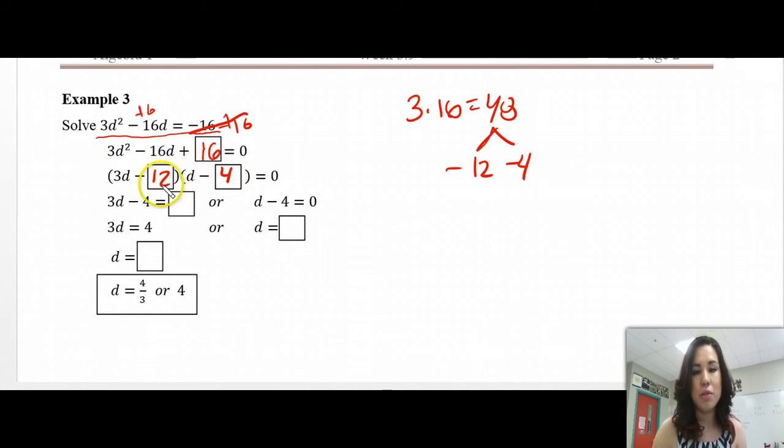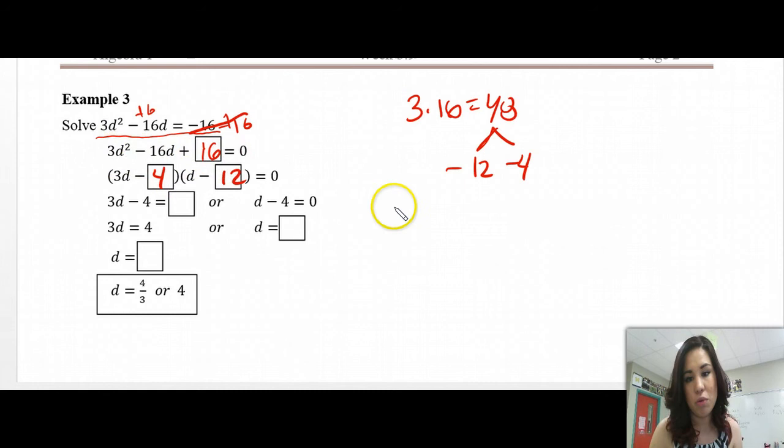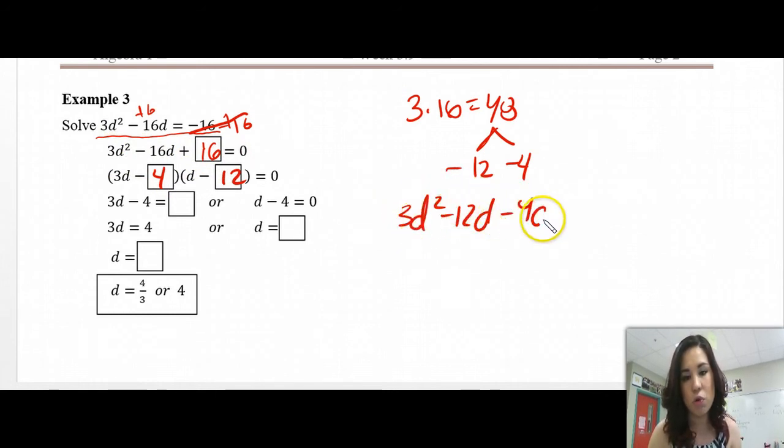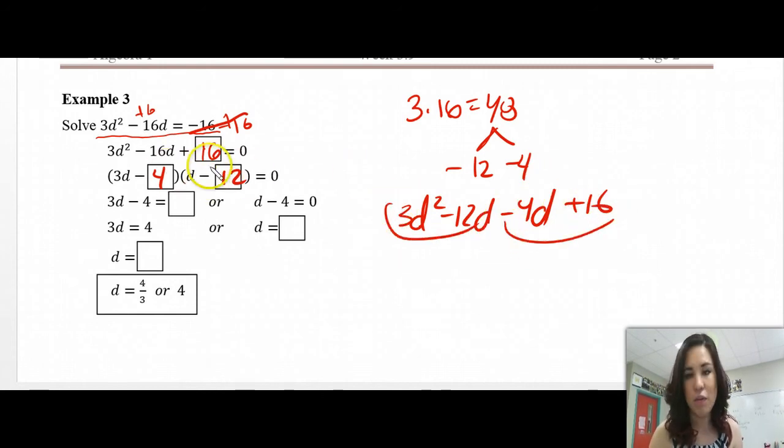And again, zero product property: this is 0 or this is 0 if it's equaling 0. So 3d minus, oops, I read it wrong. I'm sorry, they had already written it for me: 3d minus 4 and d minus 12. Again, I'm ahead of myself and not showing the factoring steps. You had to rewrite this as 3d squared minus 12d minus 4d plus 16, do your grouping, and this is what you would have ended up with. So 3d minus 4 is equal to 0.